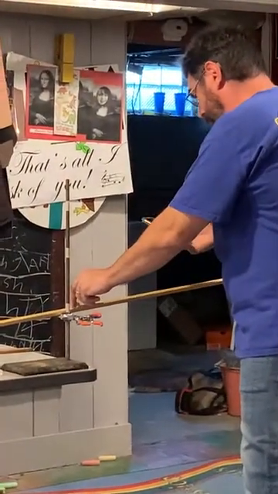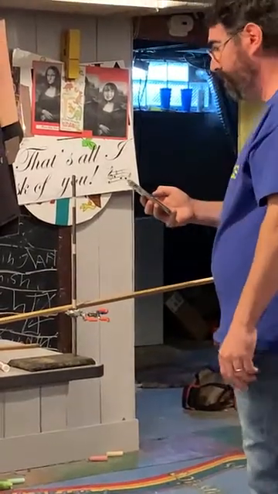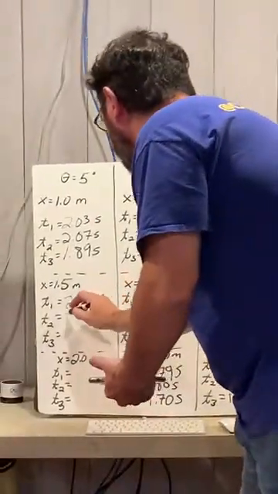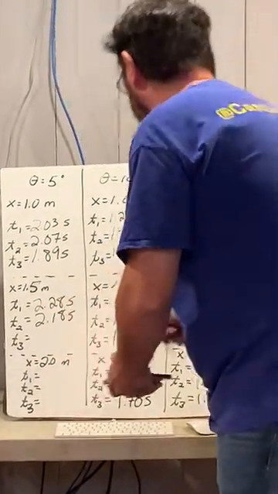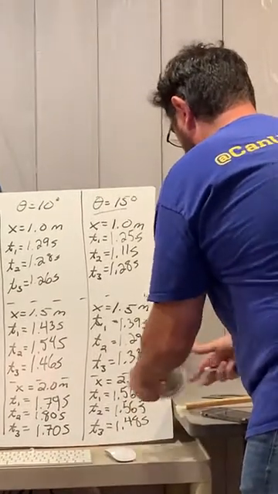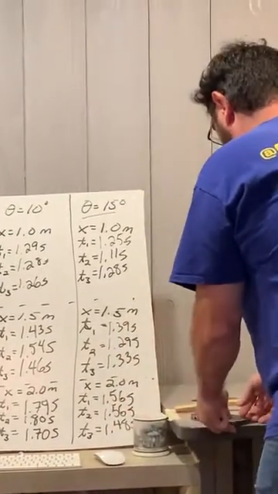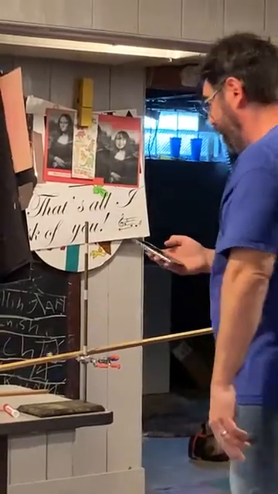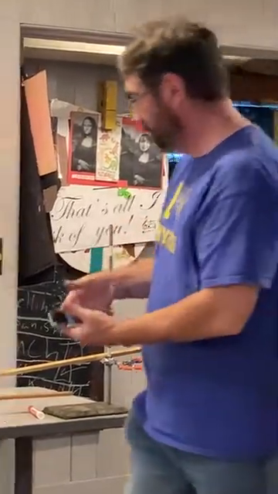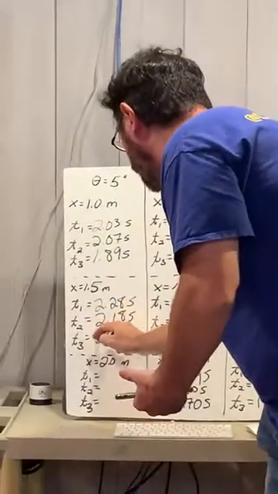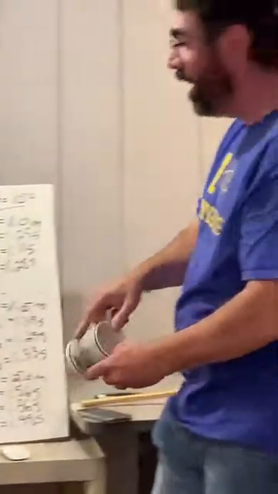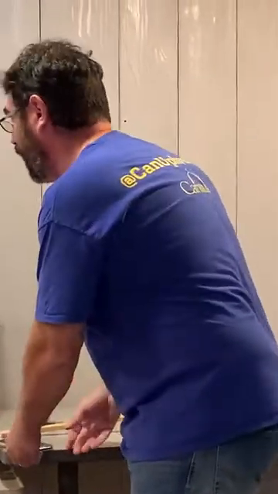Okay, the second data point. Ready, set, go. Okay. 2.18 seconds. Now, data point number 3 at 1.5 meters. Ready, set, go. Okay. 2.17 seconds. Okay, so now the last distance, 2 meters at 5 degrees.